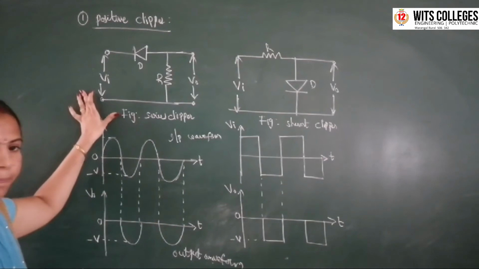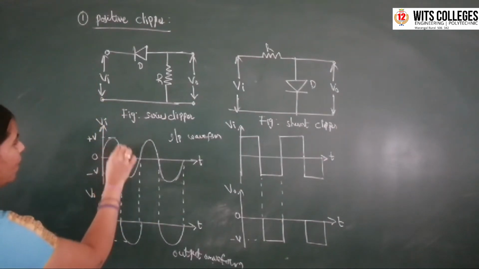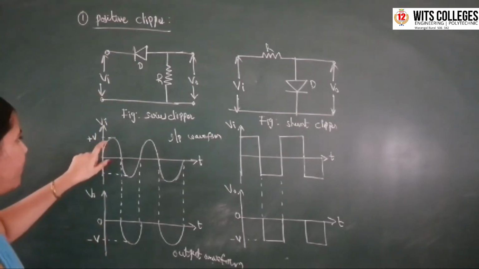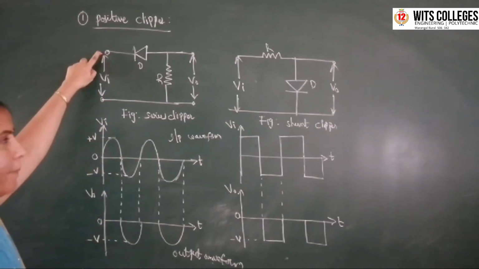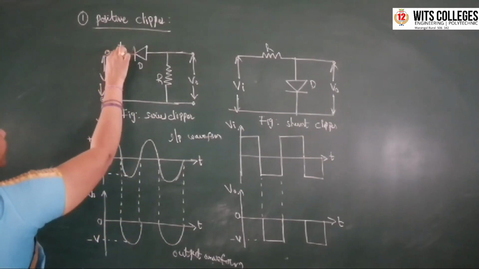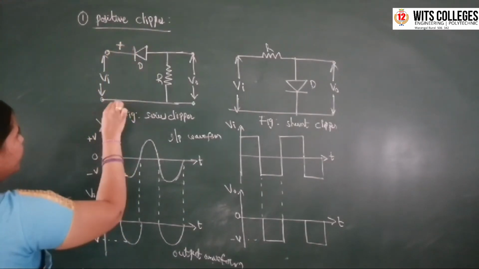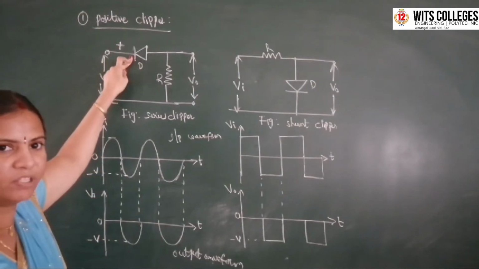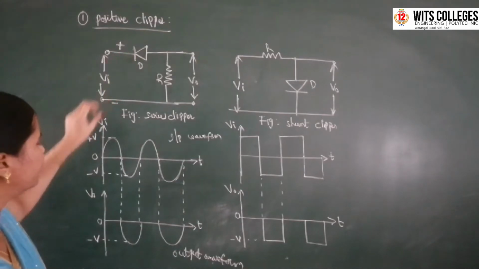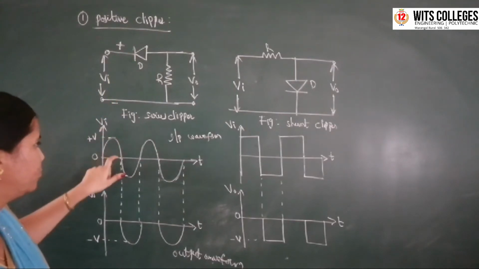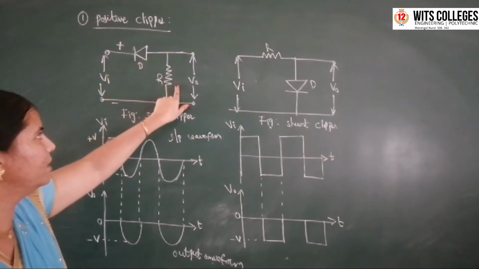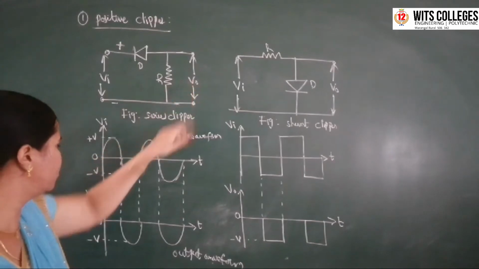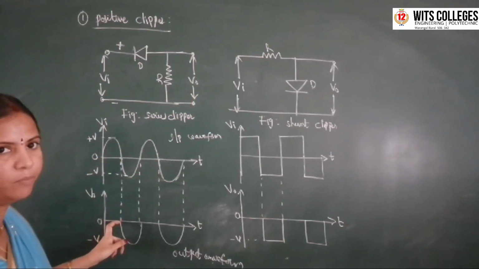So coming to the series clipper, when we are giving the positive half cycle to the series clipper, what will happen? Here the terminal becomes positive, here it becomes negative. The terminal being positive means the diode is said to be reverse biased. Reverse biased means whatever input signal positive half cycle you are applying, it will not go to the output voltage. So that means the positive half cycle is going to be removed here.